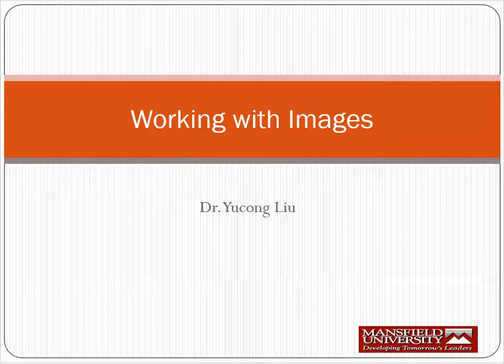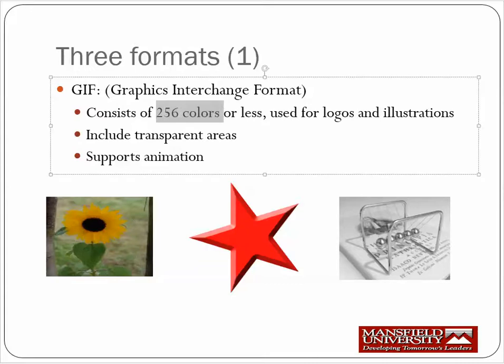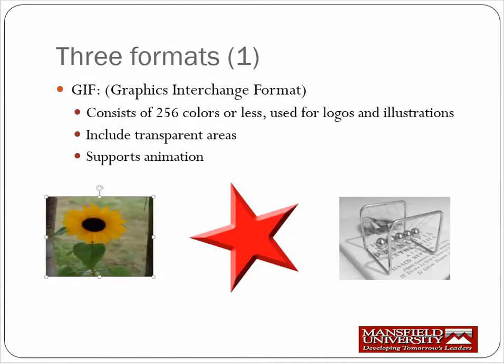In this video, we'll talk about how to work with images. Basically, we have three major formats of images. First is GIF. GIF consists of 256 colors. It sounds like a lot, but actually in the real world, we may have millions of colors. So look at this image here. If we use GIF, we don't get a good image.